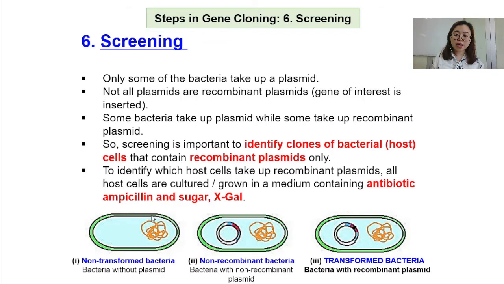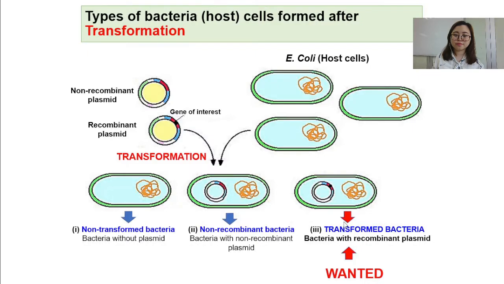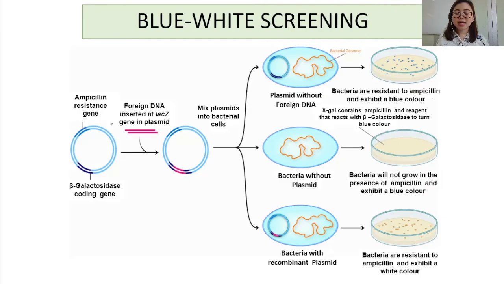Okay, so there are 3 possible bacteria. One is non-transformed bacteria, the one without plasmid. Second is with plasmid but non-recombinant plasmid. The third is the transformed bacteria that contains the recombinant plasmid that we want. So this is a diagram that briefly illustrates how the blue-white screening is done.